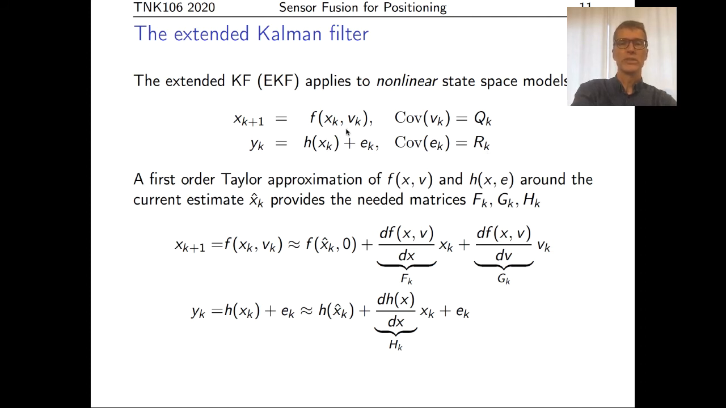So what we do to transform this model to a Kalman filter model is to apply a first order Taylor expansion to f and h around the current estimate. So we linearize f of x, comma v around the current estimate x hat. The best guess of v_k is 0, so we plug in 0 here. And here we get F_k as the gradient of f with respect to x, and G as the gradient of f with respect to v. The same thing applies to the sensor model here.